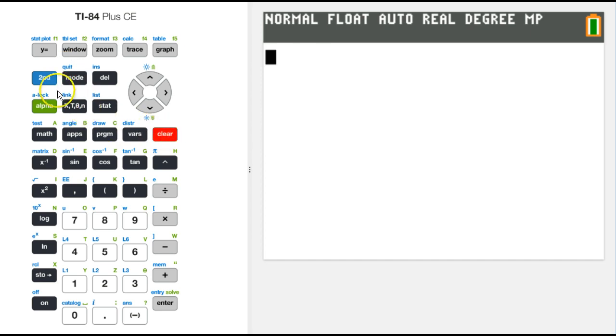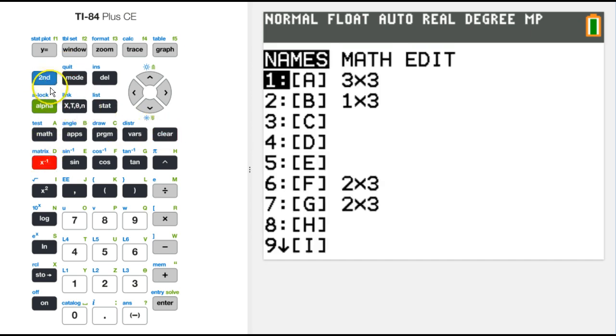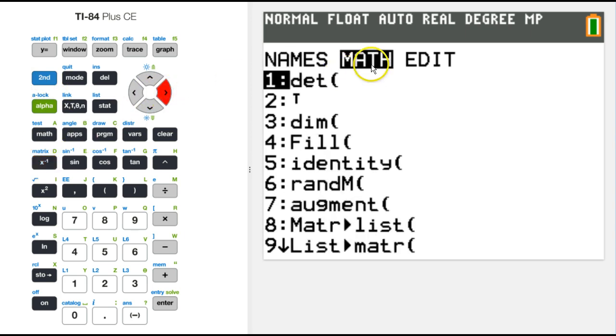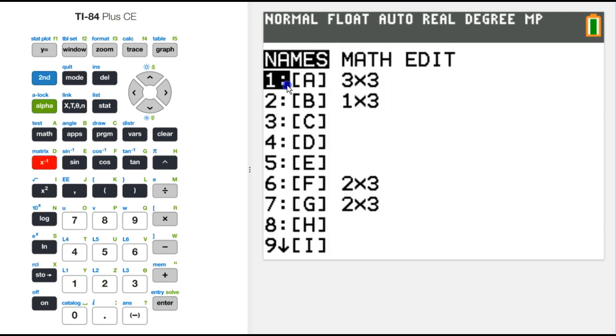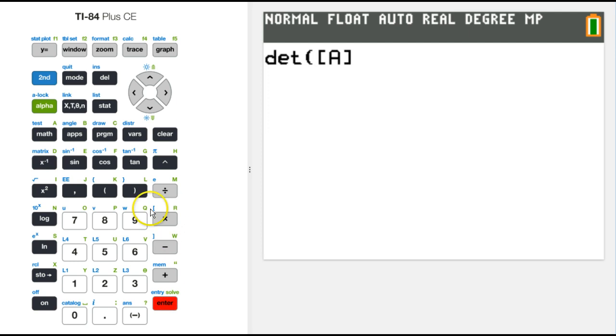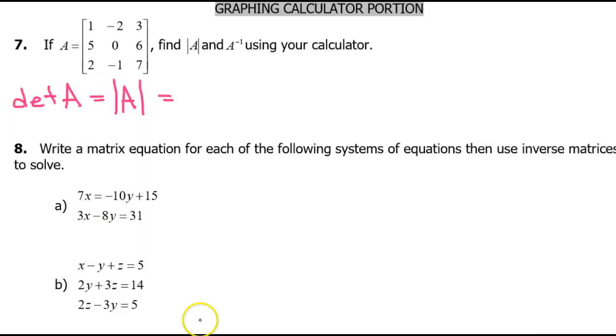So if I want the determinant, I'm going to go back to the matrix area by hitting second matrix. This time if I go to the math menu, the very first option is determinant. So if I just hit enter, it's ready to calculate the determinant. So if I go back to the matrix area again, I'm just going to hit enter because matrix A is already highlighted. So this is the determinant of matrix A, and boom, 37. So the determinant of matrix A is 37.